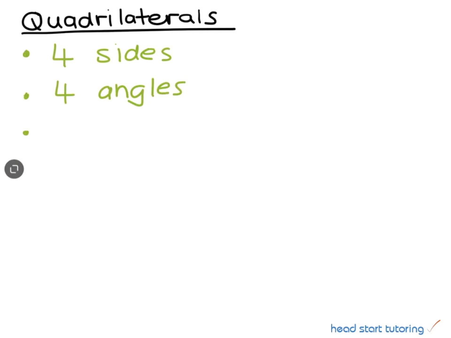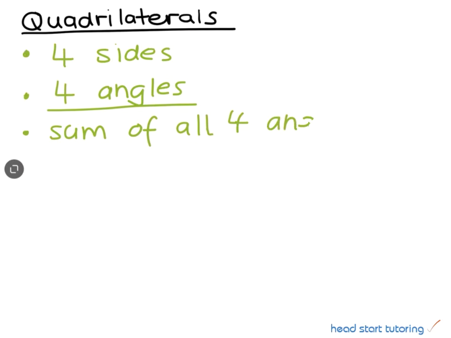Right, now some other properties of quadrilaterals is that the sum of all 4 angles is equal to, can you remember what it is equal to? It's equal to 360 degrees. Right, so let's have a look at an example. We are going to look at the square.